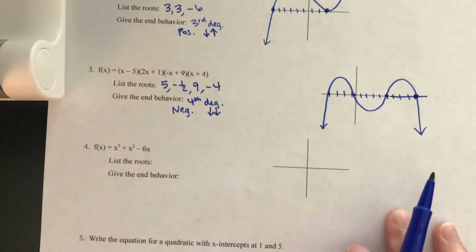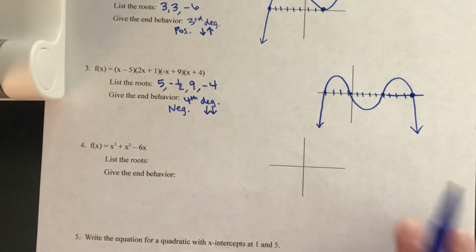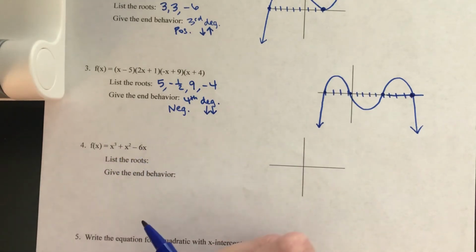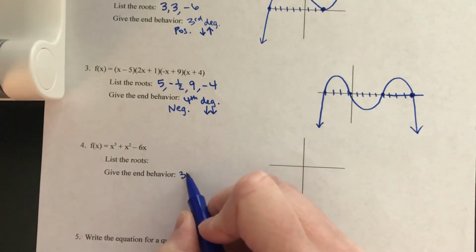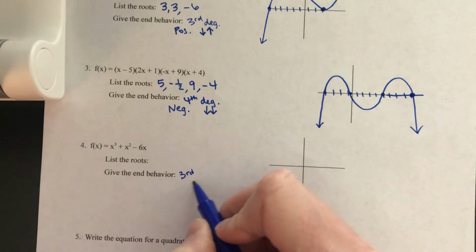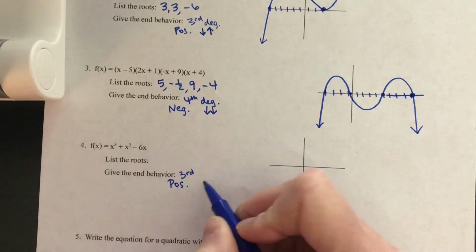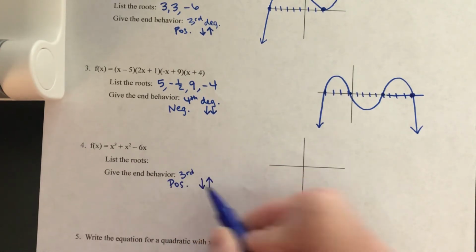And then the last one. Well, with this one, it's not in factored form, so I can't immediately see where the roots are, but I will write down the end behavior. I can tell it's a third degree, and then I have a positive leading coefficient, and so that will be up to the right and then down to the left.